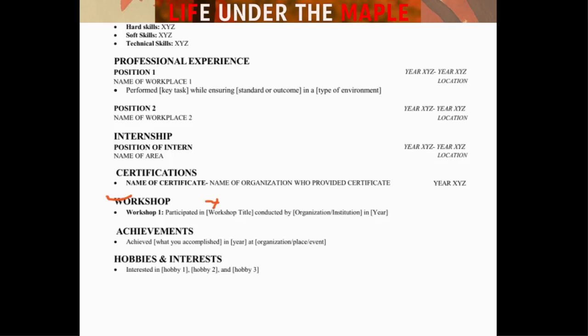In this section, you can mention where you participated, what the title was, who ran the workshop, what organization conducted it, and in what year. Then achievements: what you achieved, in what year, and at what organization or event. If you have hobbies or interests, mention one, two, three. You can mention as many points as you want, but I would suggest not going beyond 4 points. Two or three are enough.